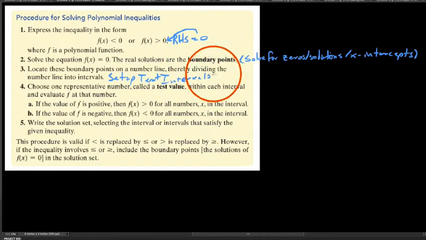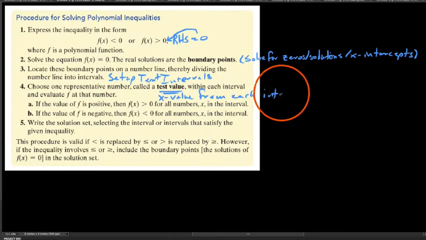And then basically what we're going to do is choose an x value, and we're going to call this a test value. It's an x value from each interval. And what we're going to do is plug that into the initial inequality, and see if we get a true or false statement.